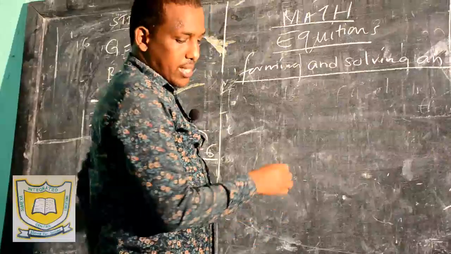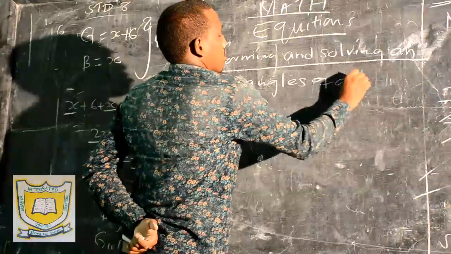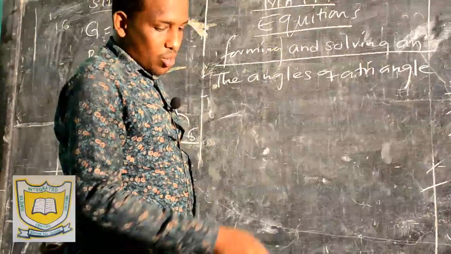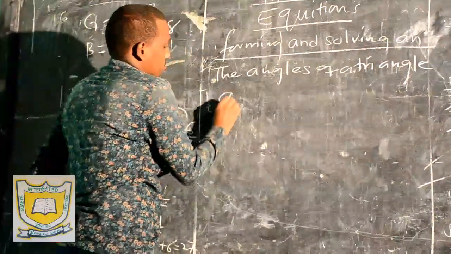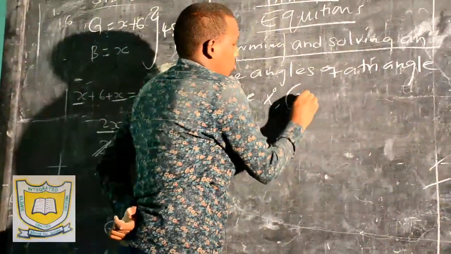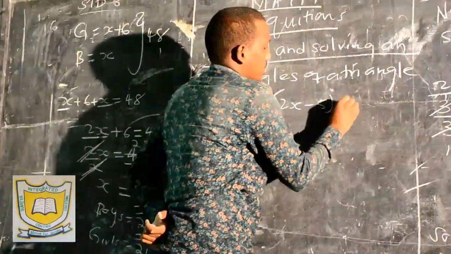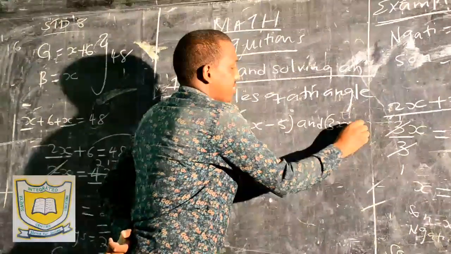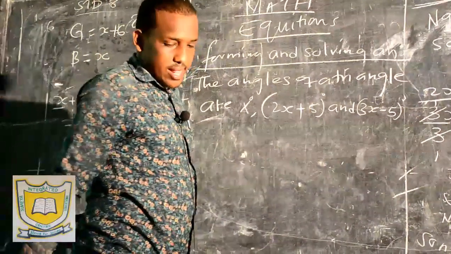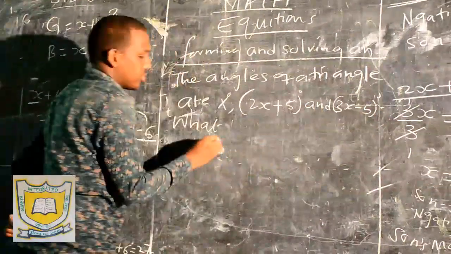Question 6 on that page. The angles of a triangle are x degrees, 2x minus 5 degrees, and 3x minus 5 degrees. Then they ask, what is the value of each angle? What is the value of each angle?